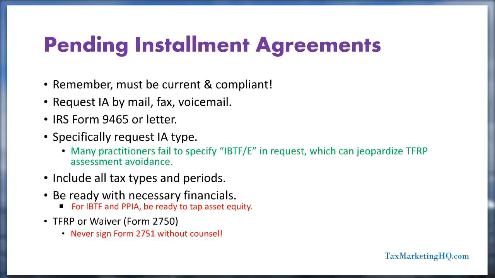To request an installment agreement, you can use IRS Form 9465. I've never completed a Form 9465. I always just do up a letter. I've got a form letter I use for that. You must also request an IA type. Many practitioners fail to specify the IBTF, especially the express. And like we already mentioned, identifying it as express in particular buys you certain trust fund recovery penalty assessment protections. So failure to identify that specifically in your request, that's what you're requesting, can be a bad thing for your client.